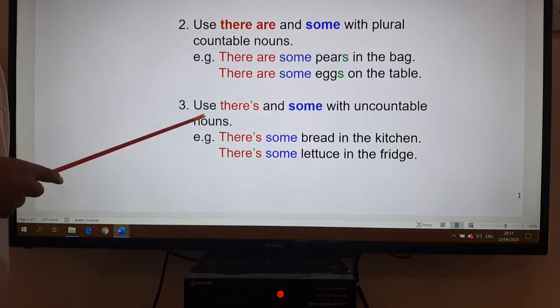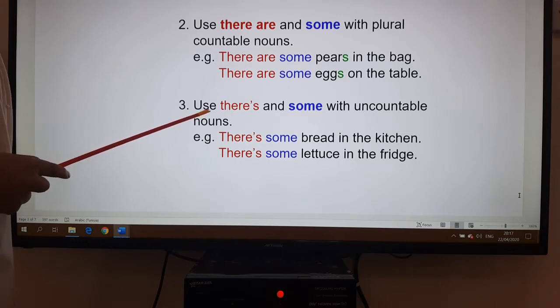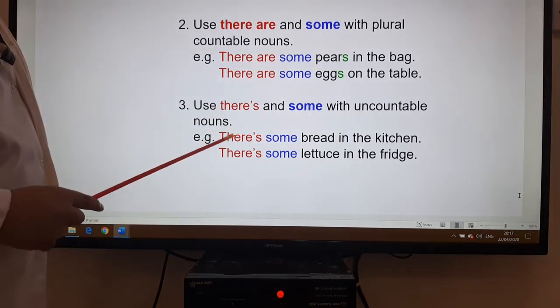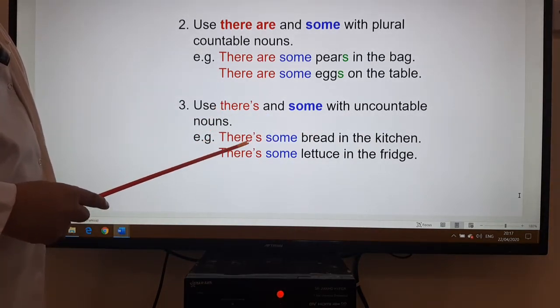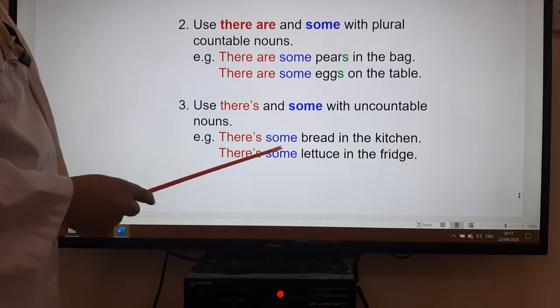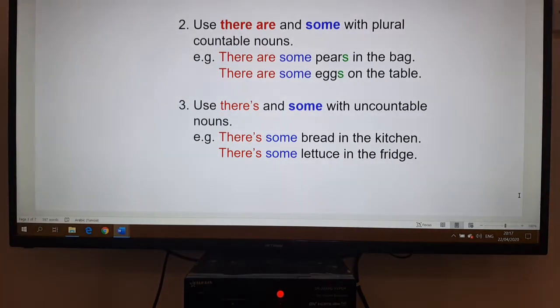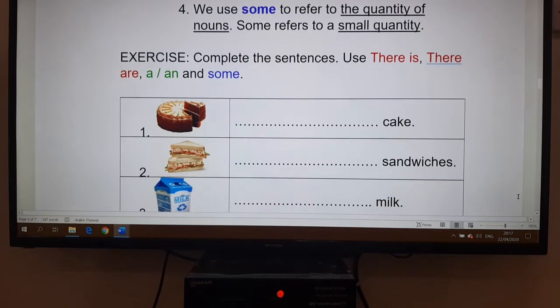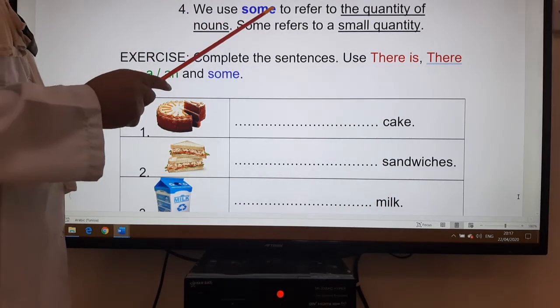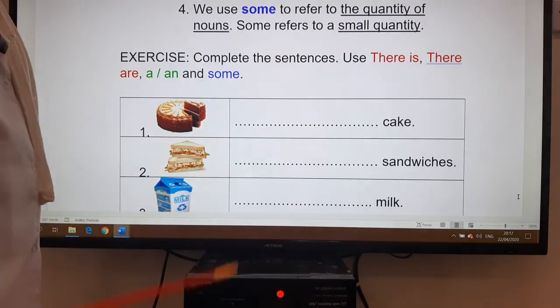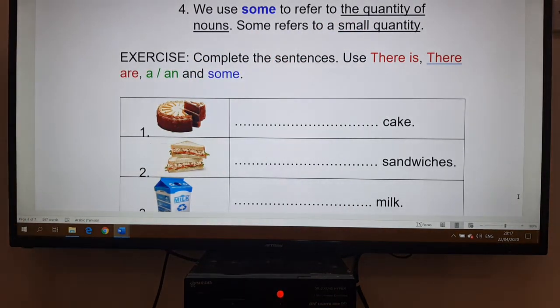But for uncountable nouns, we use there's and some, and we always use there's or there is because we don't have plural. There's some bread in the kitchen, or there's some lettuce in the fridge. For the use of some, we use some to refer to the quantity of nouns. Some refers to a small quantity, okay? But we can use it with countable or uncountable nouns.